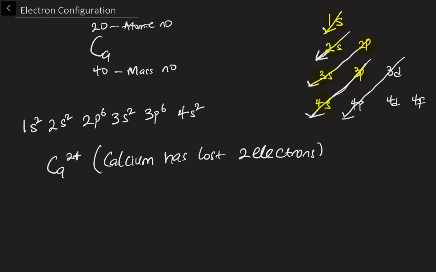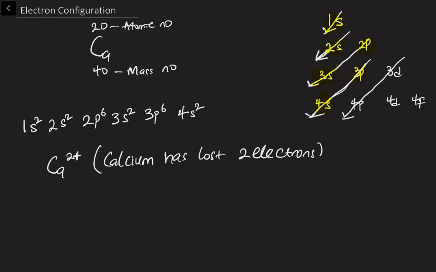If it was just plus, it means calcium has lost 1 electron, but usually calcium loses 2 electrons because of its valency. And if it was a different metal that had plus, it would be that metal has lost 1 electron. If it was a metal with 3 plus, it means that metal has lost 3 electrons. In this case, calcium has lost 2 electrons. So the electron configuration for here has to depict calcium but with 2 electron deficiency.